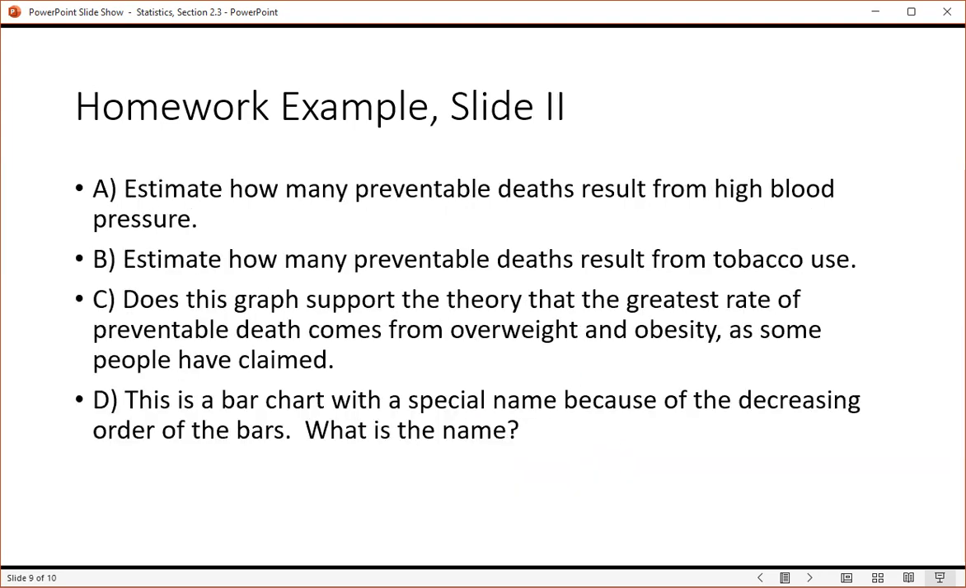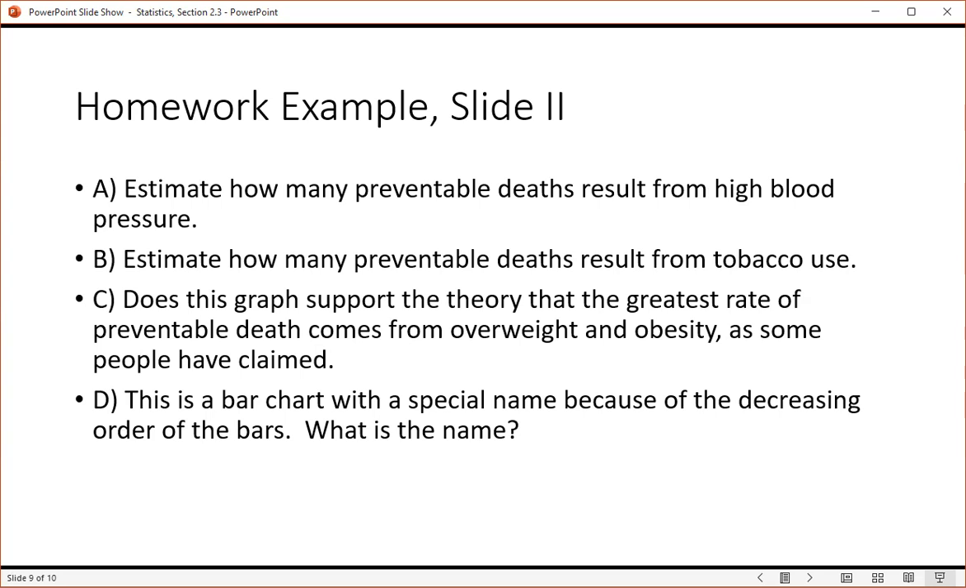All right, so what is it asking us to do? Estimate how many preventable deaths result from high blood pressure. Estimate how many preventable deaths result from tobacco use. We're asked the question, does this graph support the theory that the greatest rate of preventable death comes from overweight and obesity, as some people have claimed? And then this is a bar chart with a special name because of the decreasing order of the bars. What's the name? Let's go through and do that. We're going to have to jump back and forth because I'm probably not going to remember each of these questions as we do them one at a time.